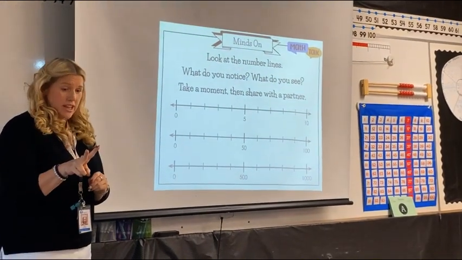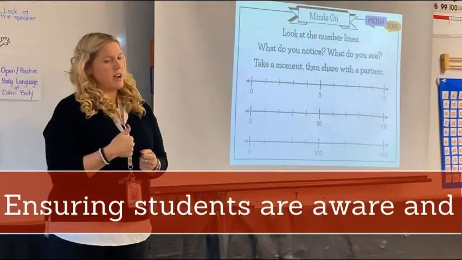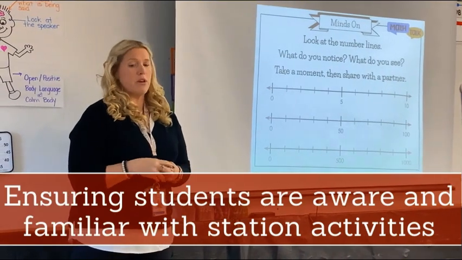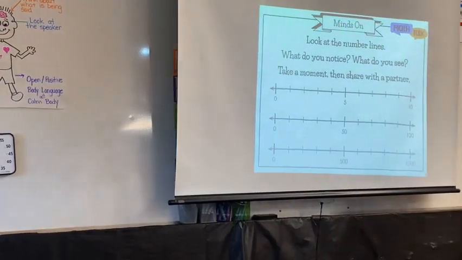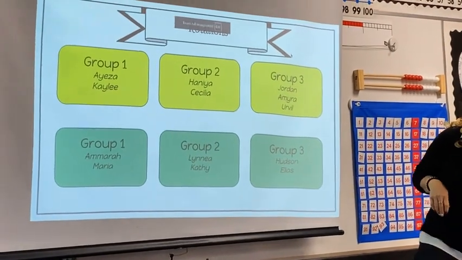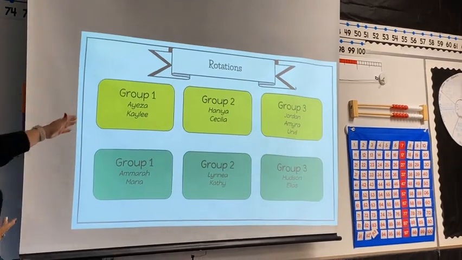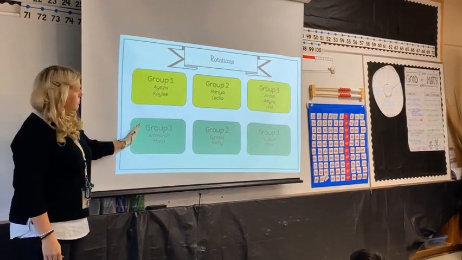Our other two stations will be Race to 100. Give me a thumbs up. Remember Race to 100? Yes, excellent. And our second station will be our Reflex station. Okay. The groups will be Group 1, you will be Race to 100, okay? So we have yellow group and green group. You will be Race to 100. So you're going to find your colored cards and you're going to race to 100.